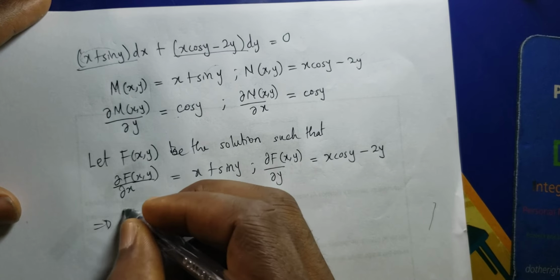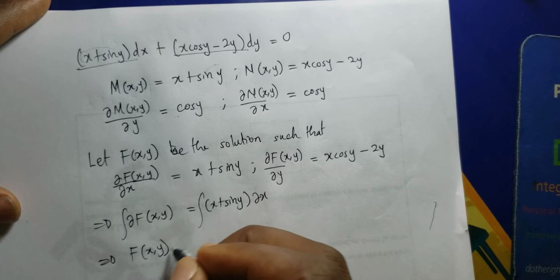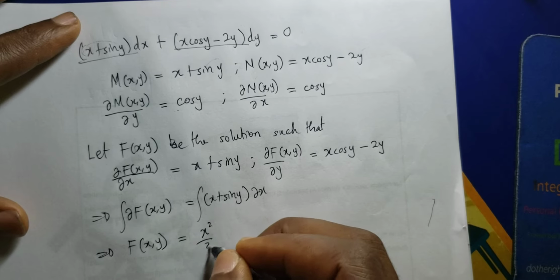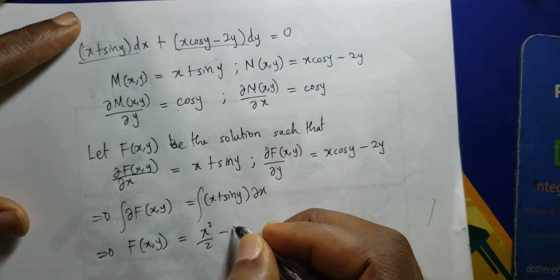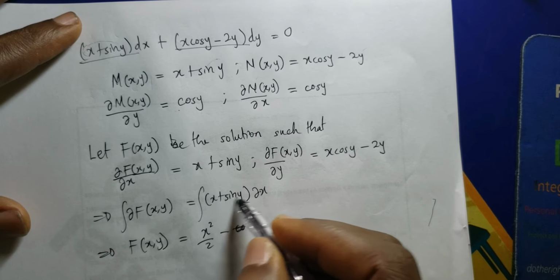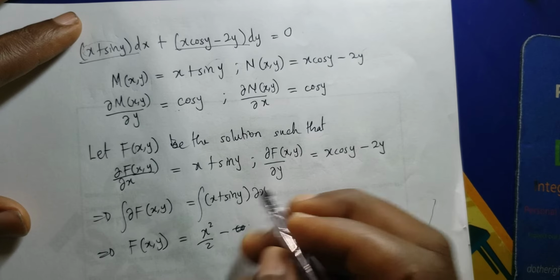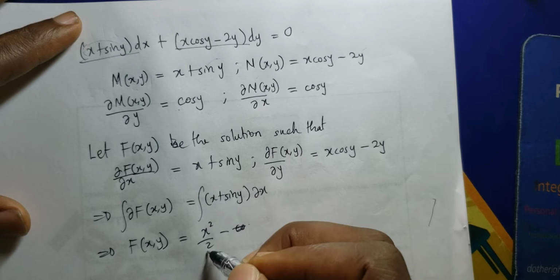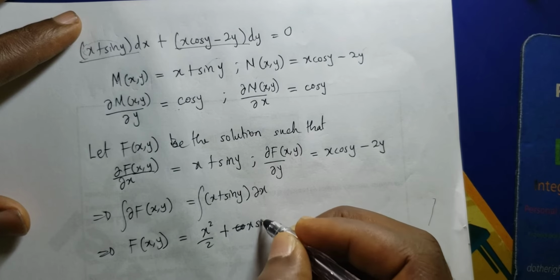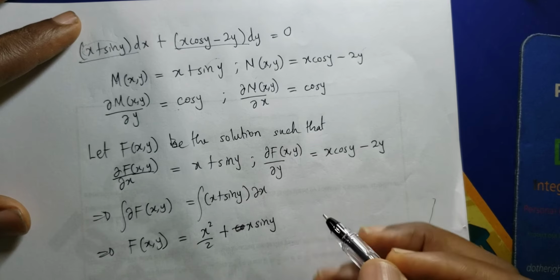Then we integrate this. When you integrate this function, it's going to give you back the function f of x comma y, equal to the integral of this with respect to x. The first one will give you x squared over 2. For the second one, we're integrating partially with respect to x, so sine y is a constant. That will just give us plus x sine y, so that when you differentiate partially with respect to x, it will give you sine y back.